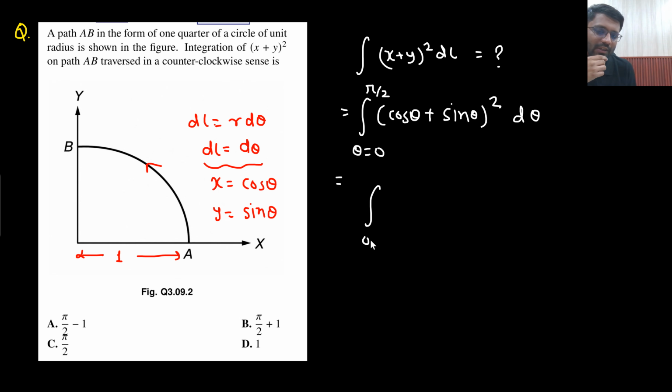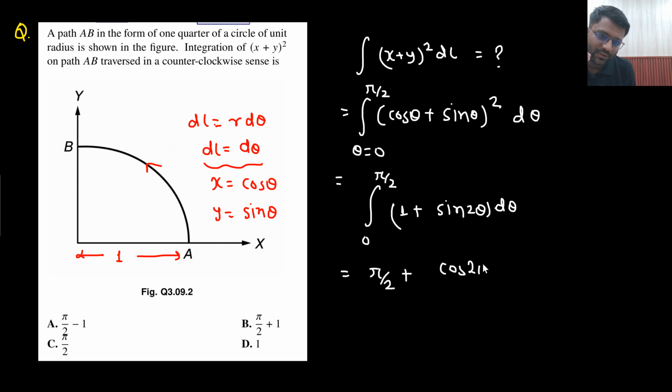Limit of theta goes from 0 to pi by 2. Sin square theta plus cos square theta plus 2 sin theta cos theta, sin 2 theta d theta. So it will come out to be 1 plus sin 2 theta d theta. So pi by 2 plus cos 2 theta divided by 2 from 0 to pi by 2. So it will come out to be 1 plus pi by 2. This is the answer that you will be getting.